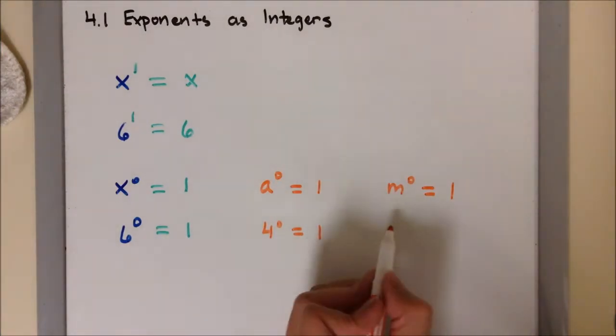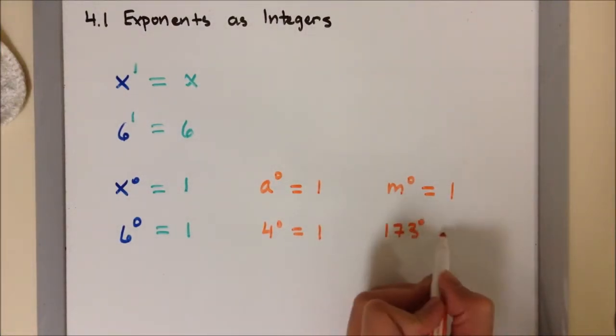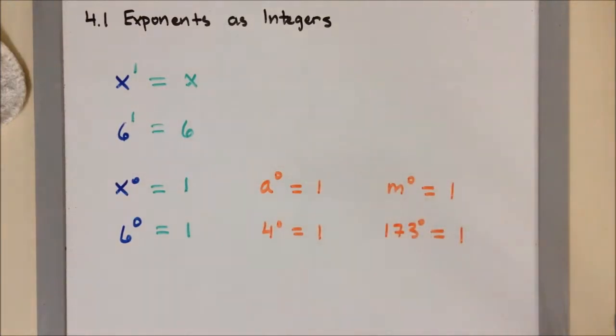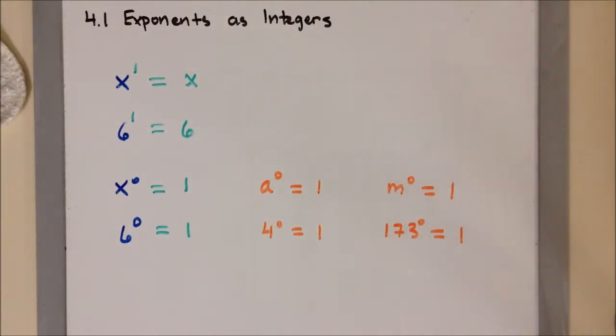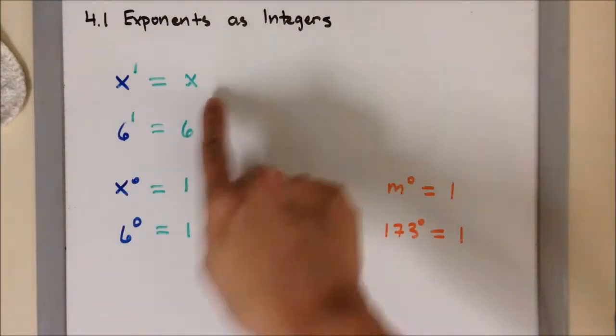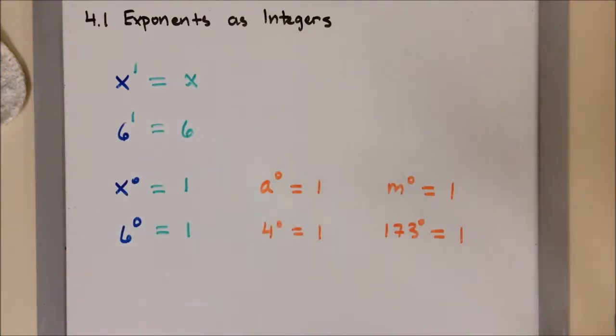If I had 173 to the 0 power, it means 1. That's all it is. So anything being raised to the 0 power is simply equal to 1. When you have a variable or number by itself, it has that invisible exponent. So x to the 1 power, 1x. 6 to the 1 power, 1 6. That's all it is.